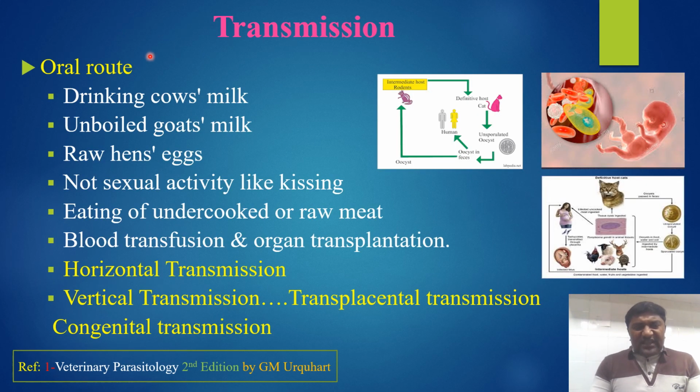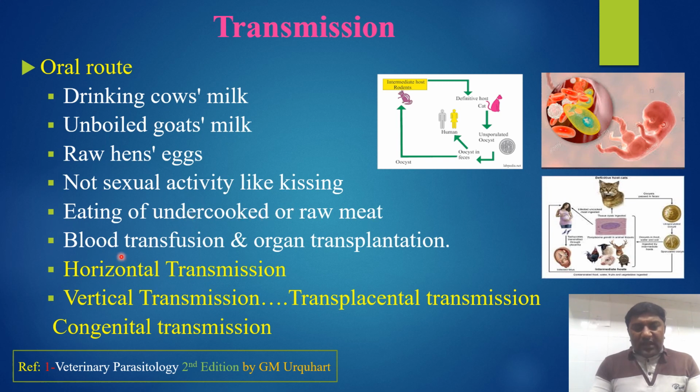So, the oral route of transmission is very important. If you drink cow's milk that is infected with Toxoplasma, or unboiled goat's milk, you can get the infection, and raw hen's egg is also a source of infection. But sexual activity, like kissing, is not important for transmission. Eating undercooked or raw meat is the main source of spreading the infection.